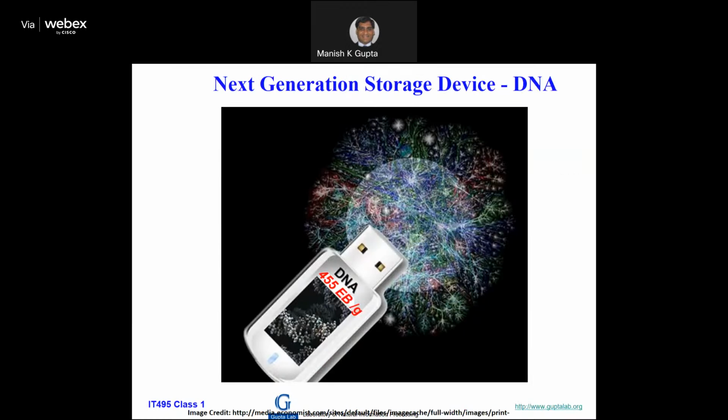What is the capacity? 1 gram of DNA can store 455 exabytes of data. Density, you see. 2 grams of DNA can store the entire internet. 1 kilogram of DNA can store anything ever produced on this planet. Only 1 kg of DNA. So that is a remarkable density. But there are certain challenges. But this is what is motivating everyone to get this done pretty quickly.